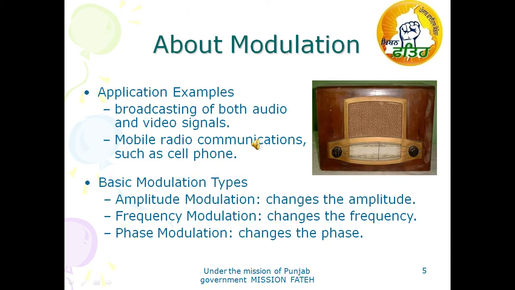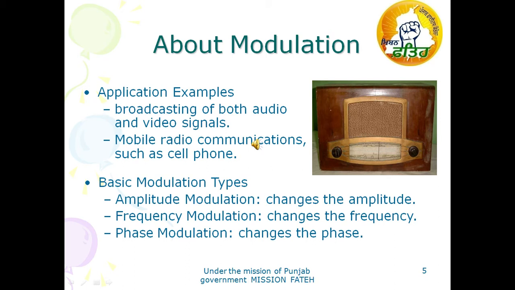The applications of modulation are to transmit the signal over a long distance in the form of audio as well as video signal. And second, mobile radio communication is possible by using modulation, such as cell phones. The types of modulation are 3 types. First is amplitude modulation, second is frequency modulation, and third is phase modulation.